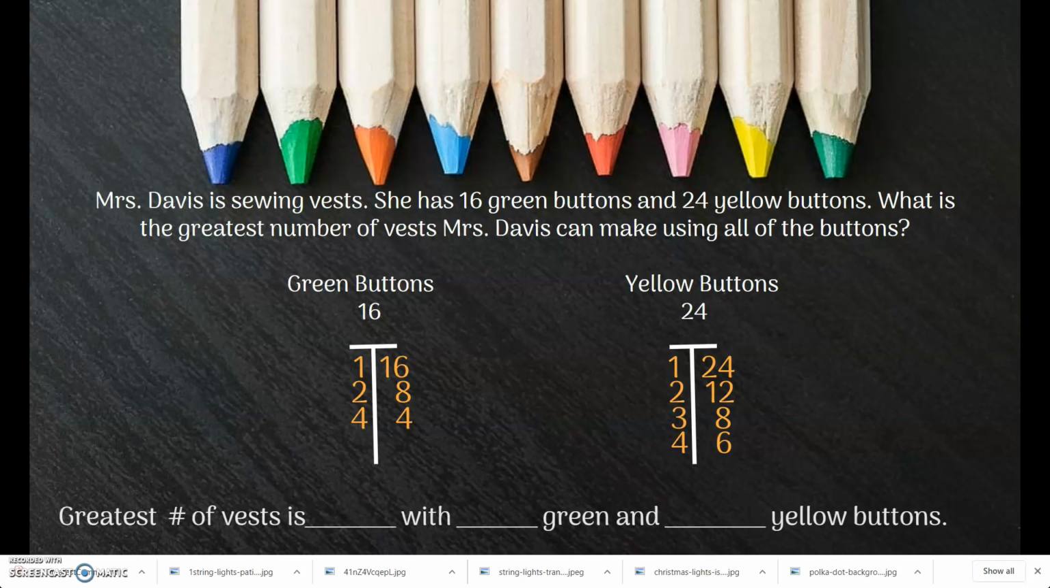We then need to find the greatest number that they both share in common, which will be the number of vests she can make. She can make 8 vests because that is the GCF. She will have 2 green buttons and 3 yellow buttons in the vests.